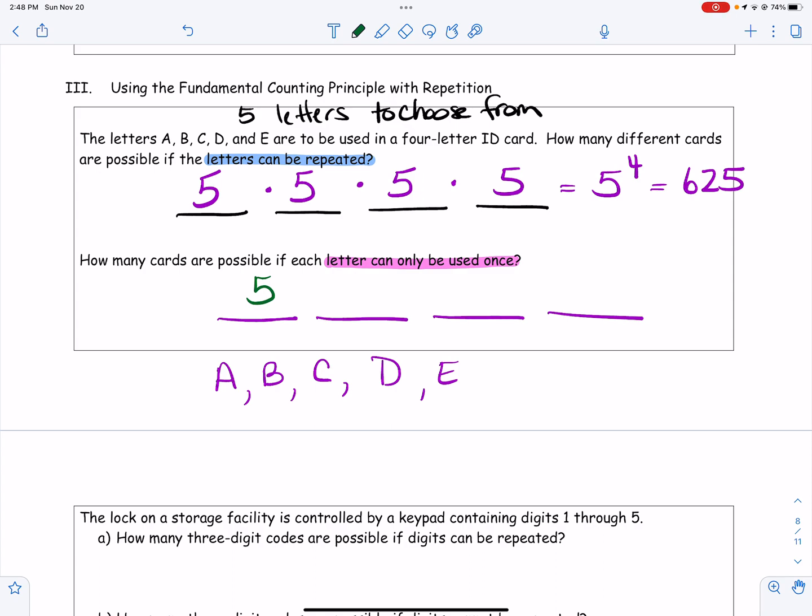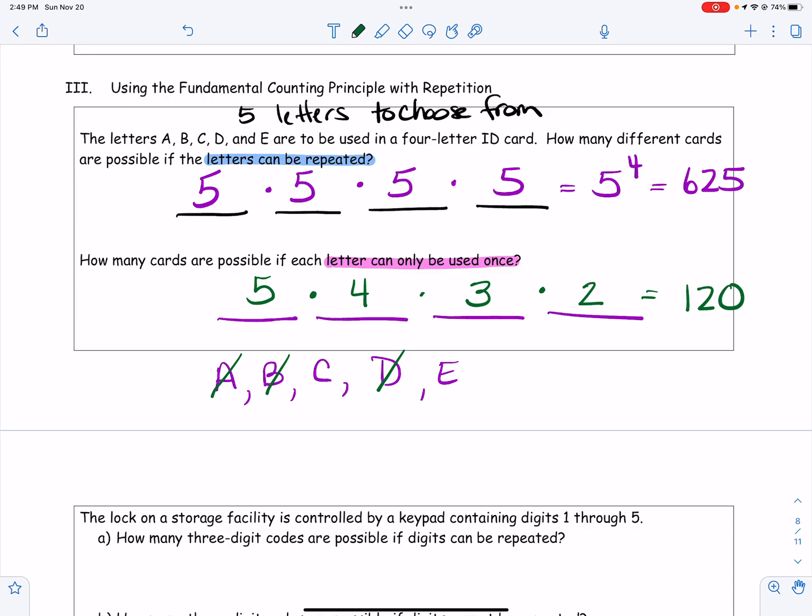Well, let's say I pull out an A, and now I can't repeat the A, so I don't put it back in the bag, and so now I only have 4 choices. And let's say this time I pull out a D, and then I only have 3 choices. And then if I grab a B, then for the last letter, I only have 2 choices. And again, we are going to multiply. And when I multiply those out, you can see that it drastically drops my number of possibilities to make that ID card when letters cannot be repeated.